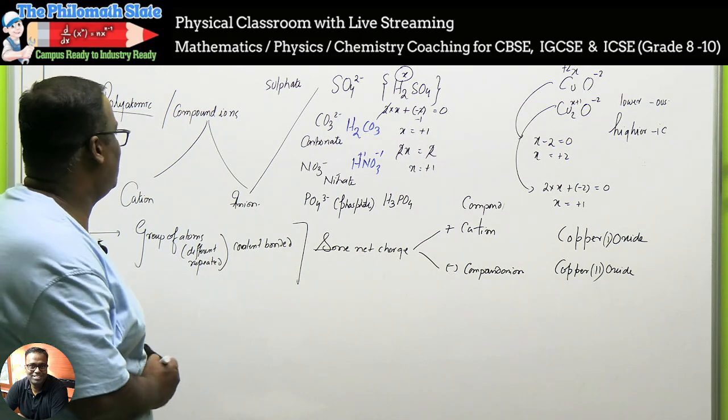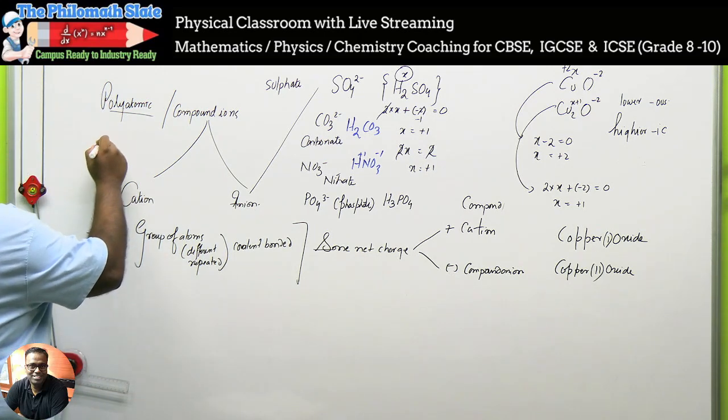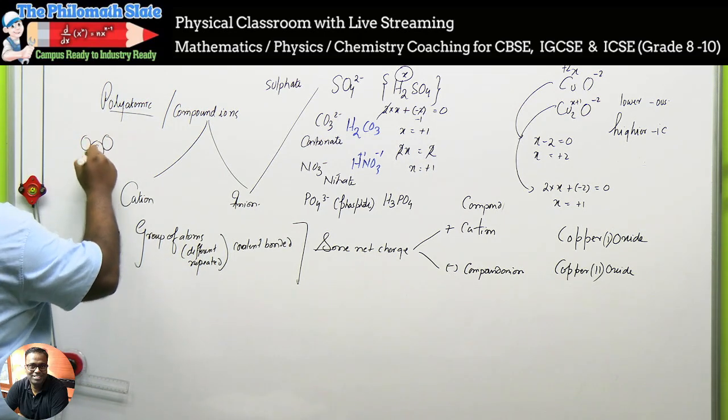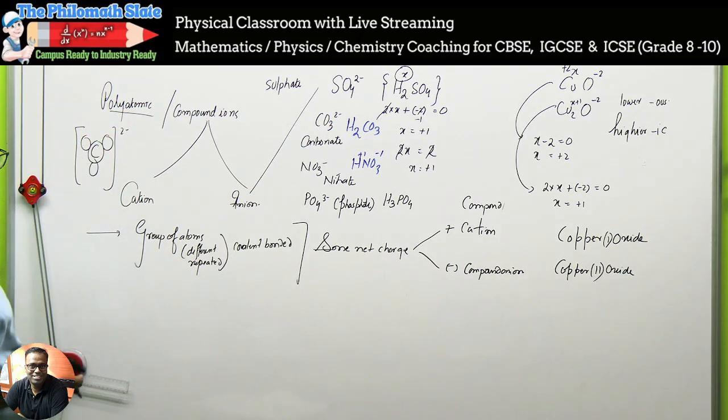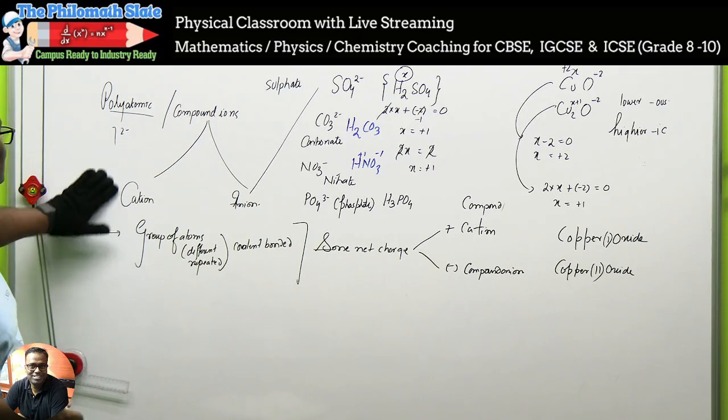All your book shows like this. See, the book will show like this: 1 carbon bonded with 3 oxygen, and then they will put something like this and 2 minus. But they don't show how the bonding is happening. That we'll learn in grade 11.